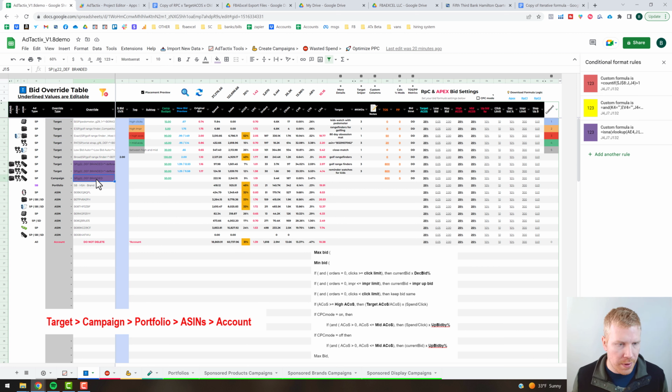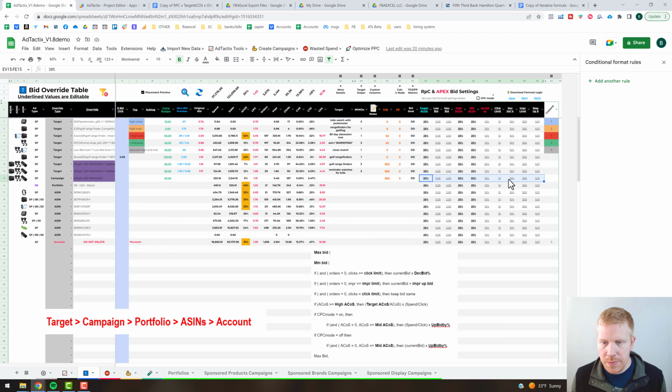Similarly, you can paste in the campaign name of a group of targets and assign it a campaign. And if you did this, just keep in mind that while the bid input settings here are going to be used, you're also going to use every target within this campaign's individual performance metrics.